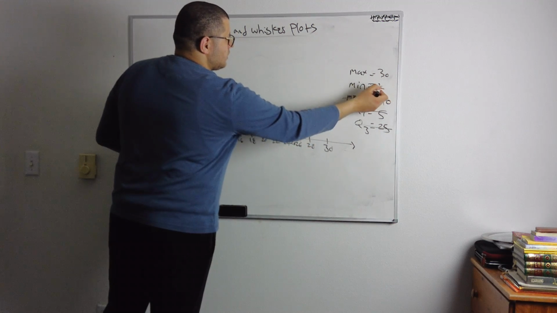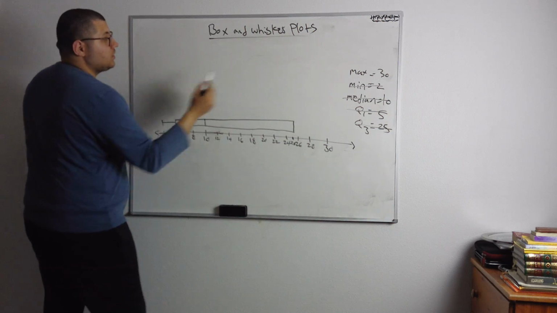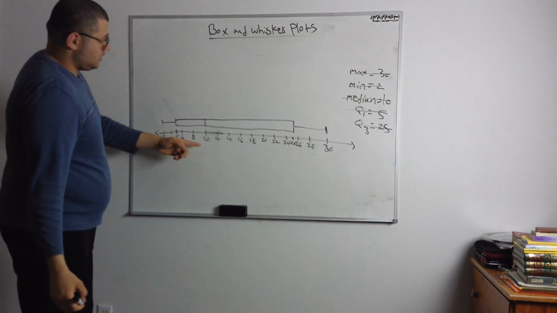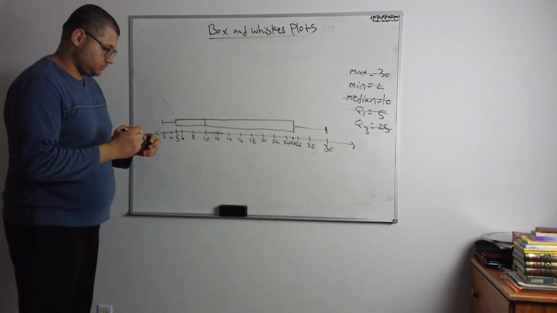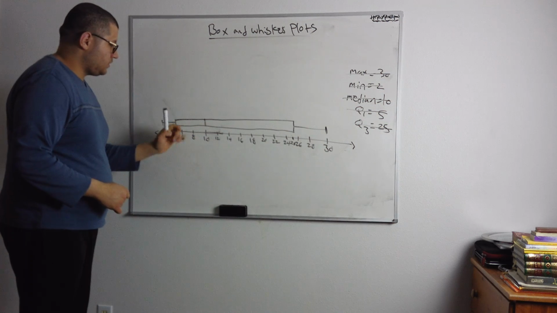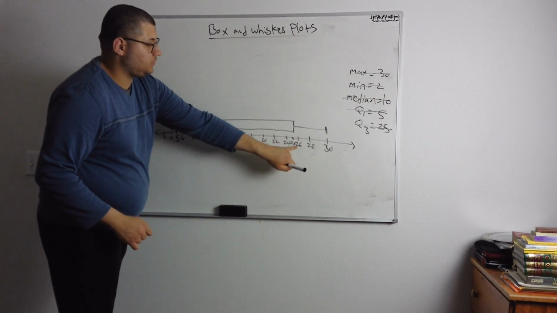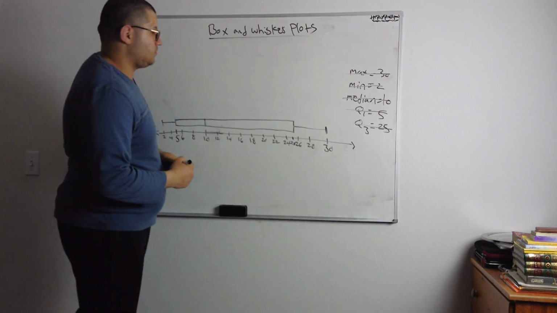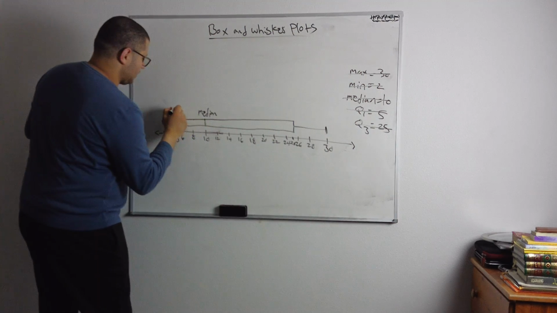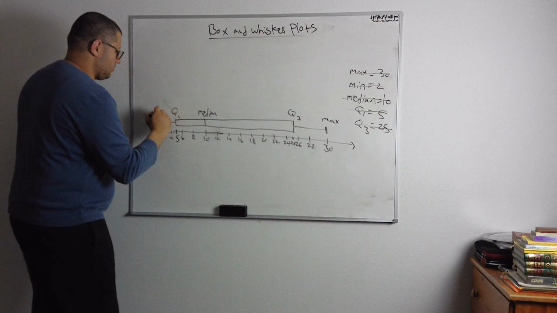So we use the median, we use quartile 1 and quartile 3. Now let's use our minimum and maximum. Our minimum is 2, so that goes to 2. And our maximum is 30, so that goes to 30. Here we have our box and whisker plot. 2 is the minimum, quartile 1, 5. 10 here is the median, quartile 3, 25 here between 24 and 26. And then 30 is the maximum. Again, median, quartile 1, quartile 3, maximum and minimum.